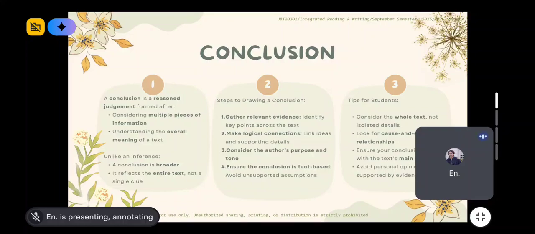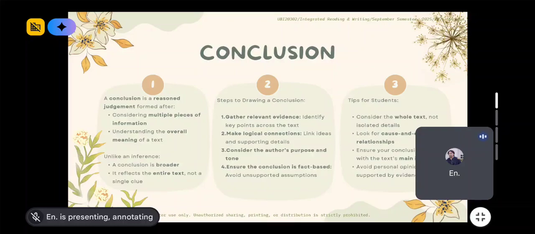Steps to drawing a conclusion: gather relevant evidence, identify key points across the text, make logical connections, try to link ideas and supporting details between the passages, and consider the author's purpose and tone as well. And finally, ensure the conclusion is fact based. Avoid unsupported assumptions. I know that a conclusion is wider and more general, but make sure that it is still fact based.